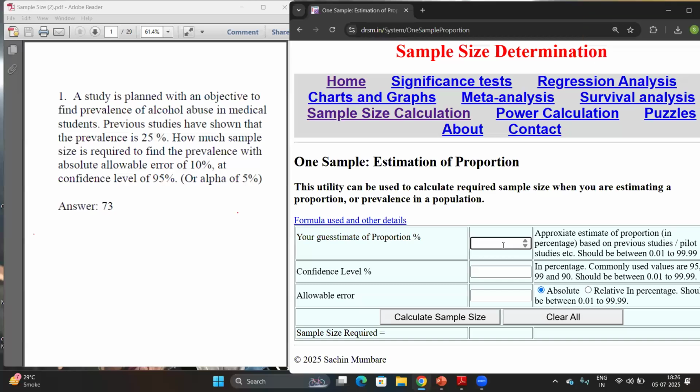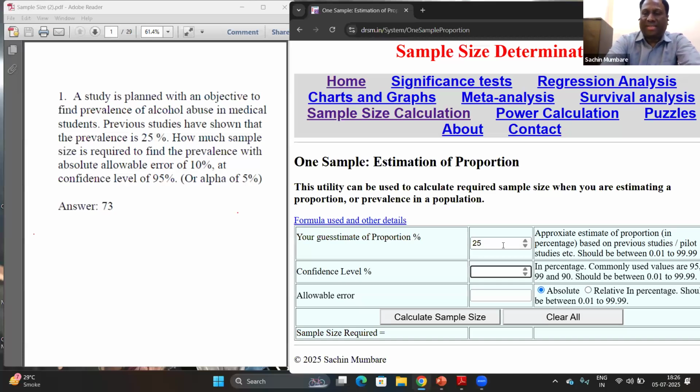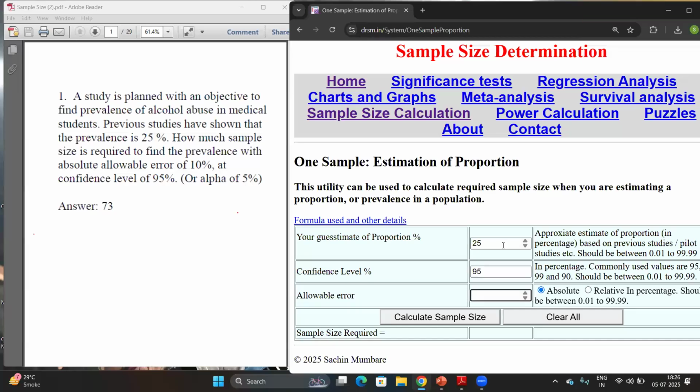25%. Okay. Confidence level is how much? Given is 95. That we have to decide. It is 95, and universally you can take it at 95 confidence level, no problem with that. How much is the allowable error? 10%. Now, what does it mean? It is the absolute allowable error of 10.